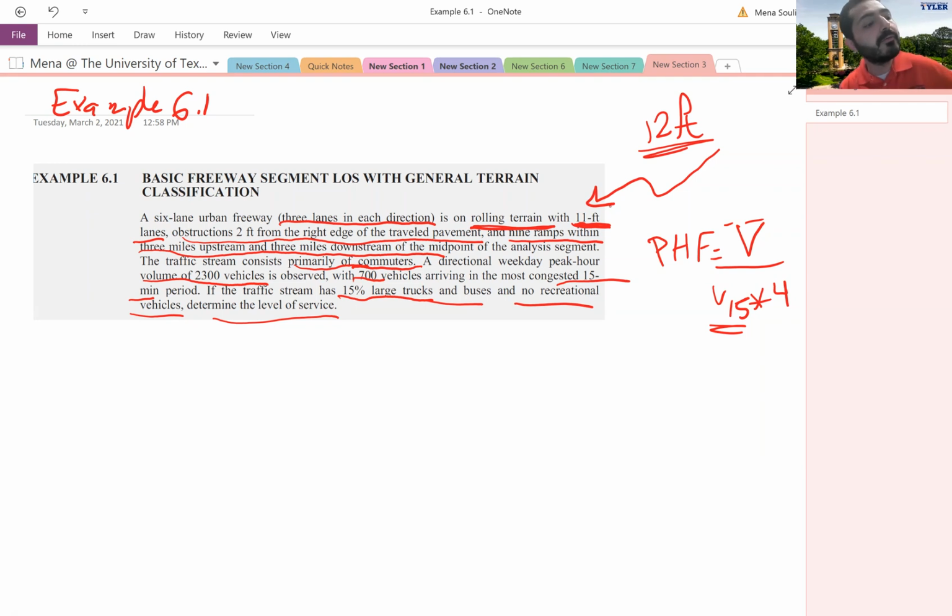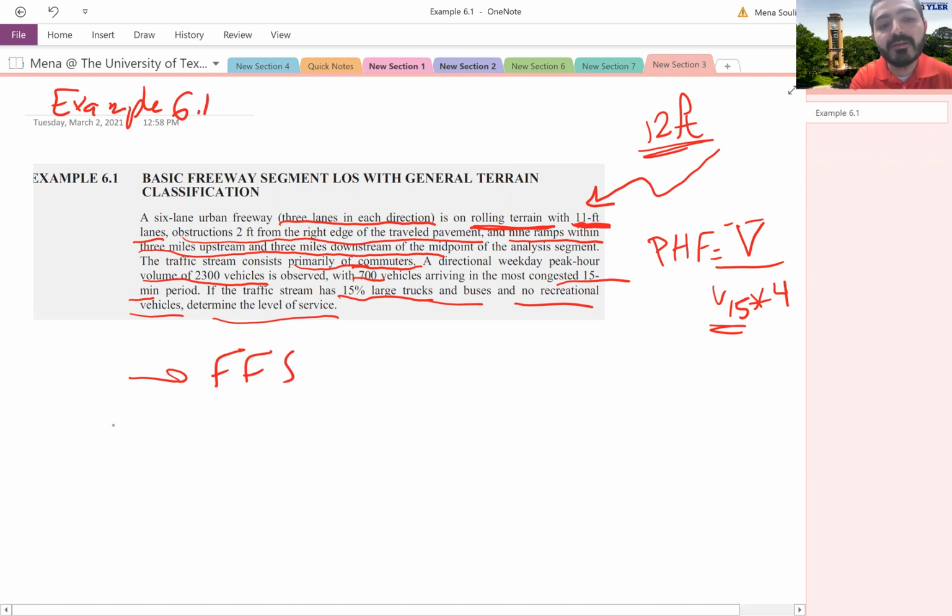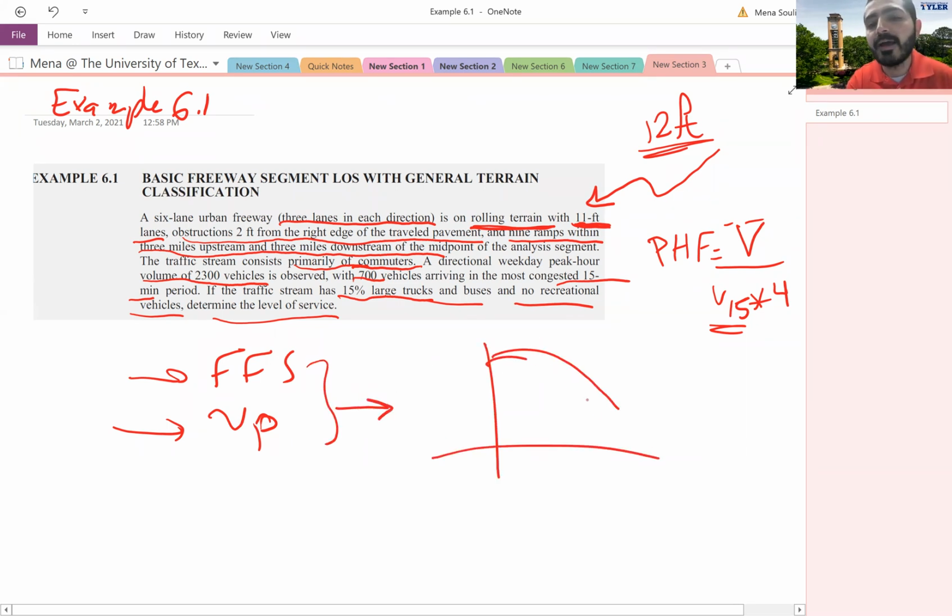So let's get going with the next step. Once you are not satisfying any of the base conditions, now you need to go through the calculations of both the free flow speed and the vp, which is the flow. Once you get these two, we can go now to the graph, if you recall, of the level of service. This is the FFS on the y-axis and vp on the x-axis. This is how we can get the level of service.